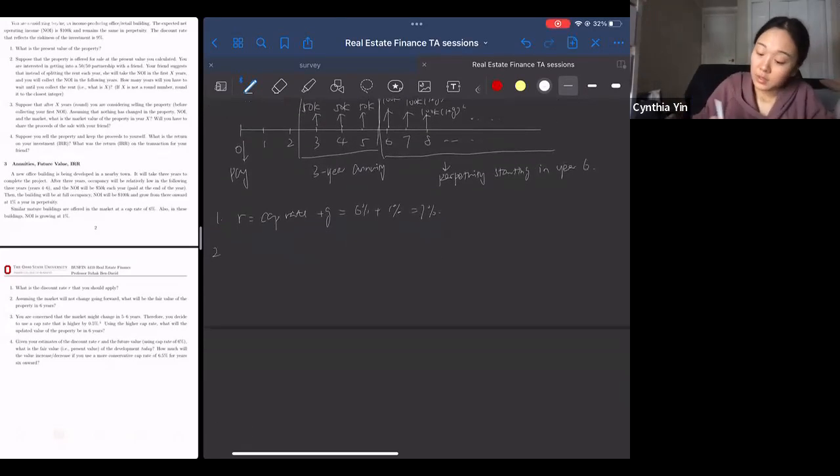And because it's not asking you for IRR, it's asking for the discount rate, which means the fair market one, you use the market cap rate and market growth rate, it's 7%. So in question 2, assuming the market will not change going forward, what will be the fair value of the property in year 6? It's asking you to calculate PV.